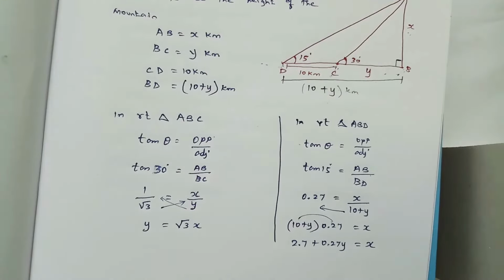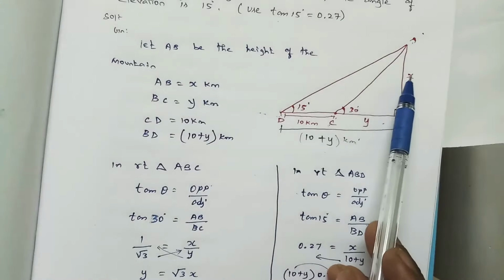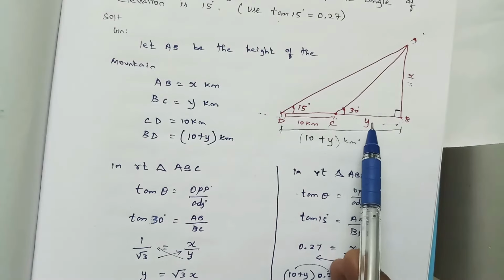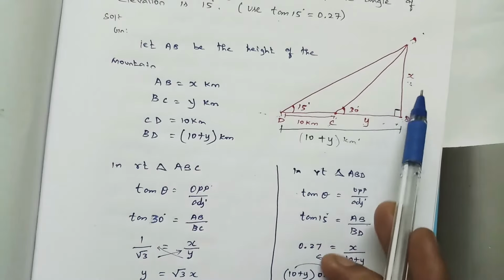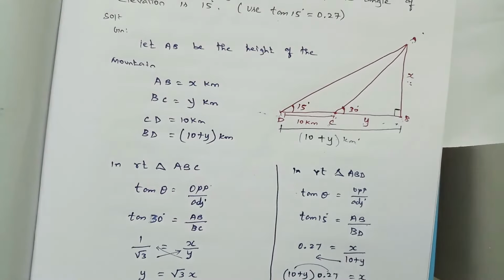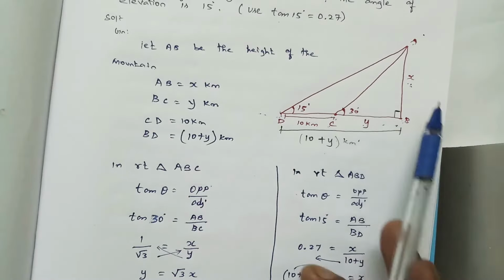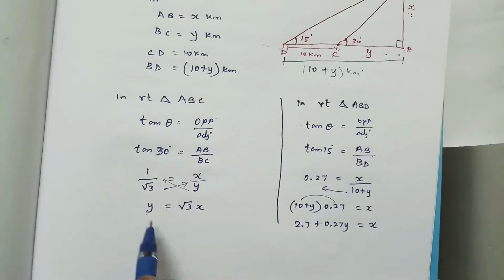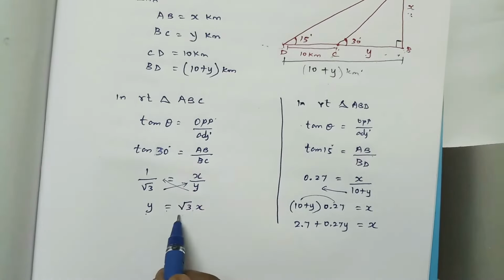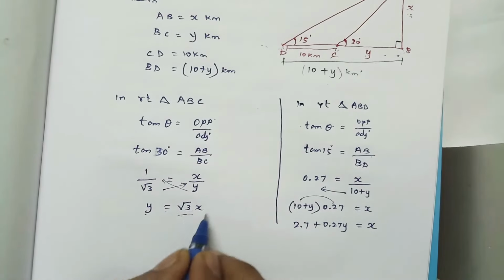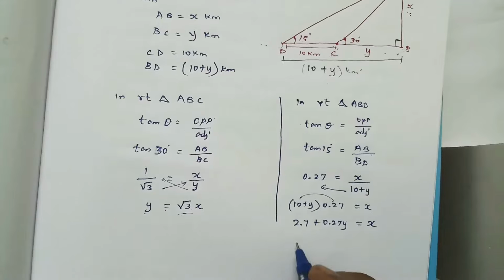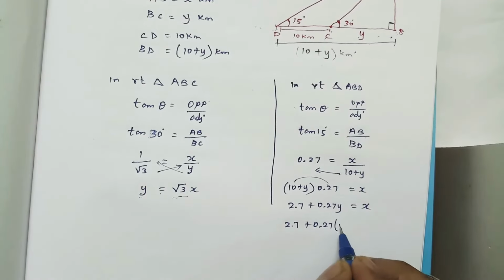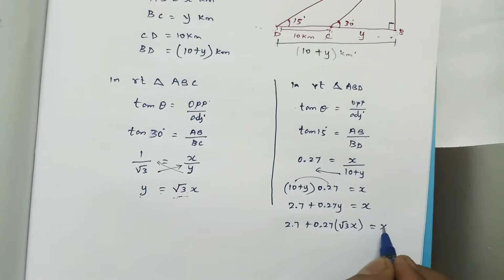Right? Actually, what we want to find, whether X or Y, is the height only. So I'm going to convert this Y in terms of X, because we need X alone. Suppose if I needed the value of Y, I would convert this X in terms of Y. So how am I going to convert? Already we know that Y is equal to root 3 of X. So instead of this Y, I am going to substitute root 3 of X. So it is equal to 2.7 plus 0.27 into root 3 into X, right? Root 3 into X is equal to X, right?